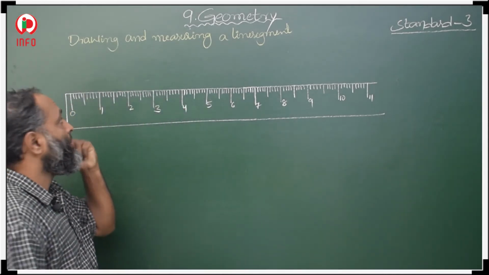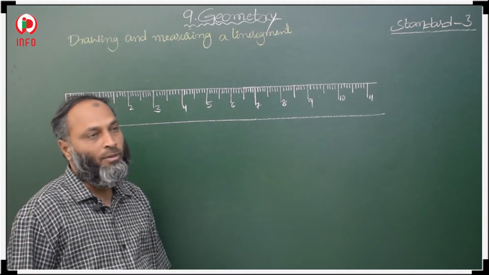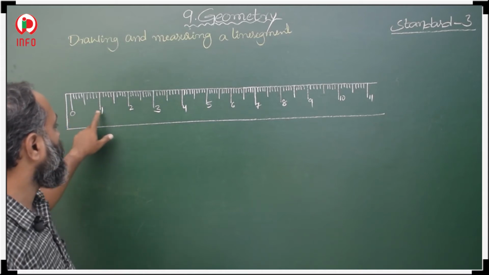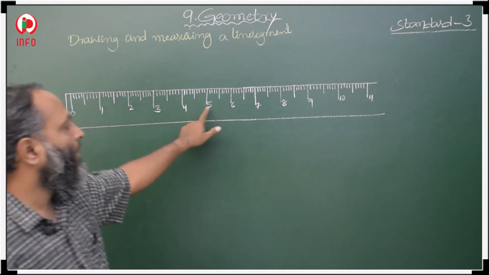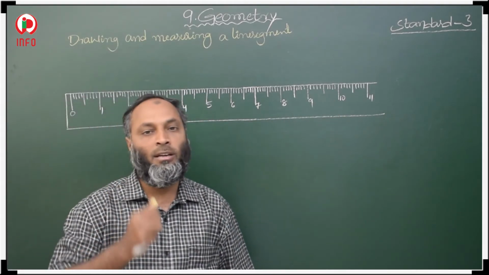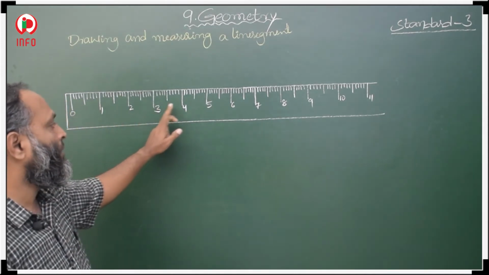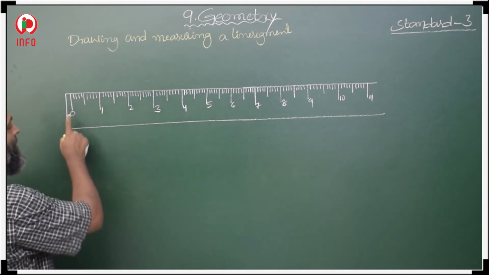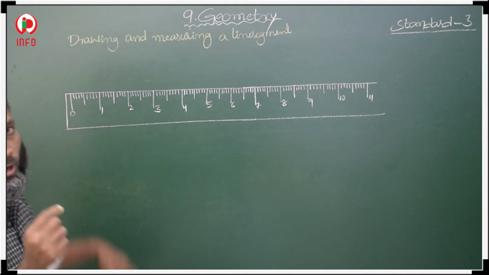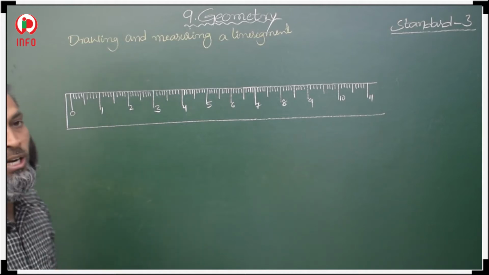The first concept: how to draw a line segment. This is a ruler, this is a scale. Here we have 0, 1, 2, 3, 4, 5, 6, 7, 8, 9, 10, 11. First take out your scale and check. Here 0 is there on your scale, and after that 1, 2, 3, 4, 5. In between 0 to 1, 10 small lines are marked.